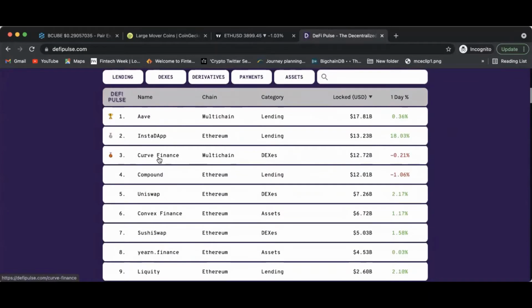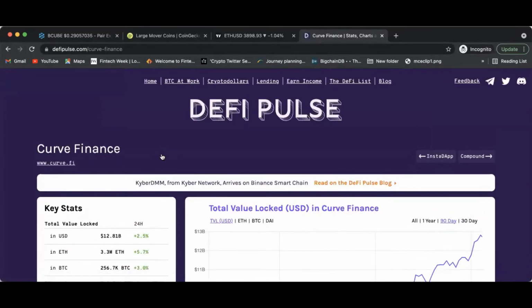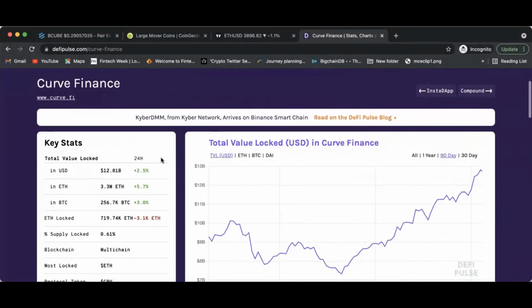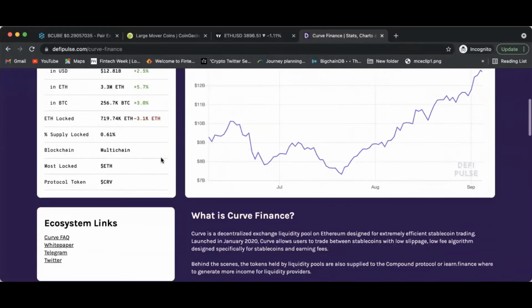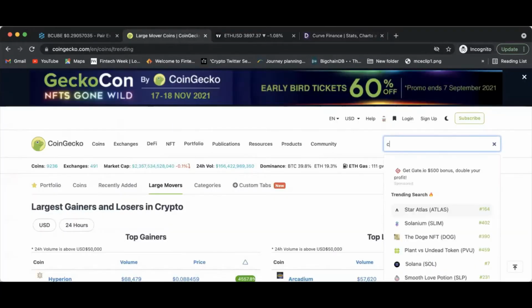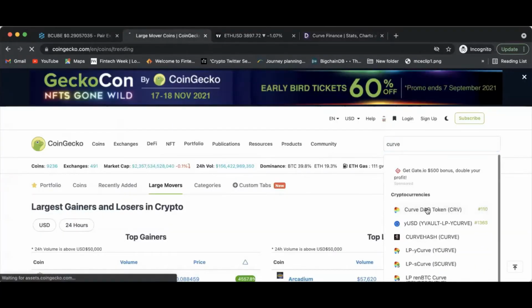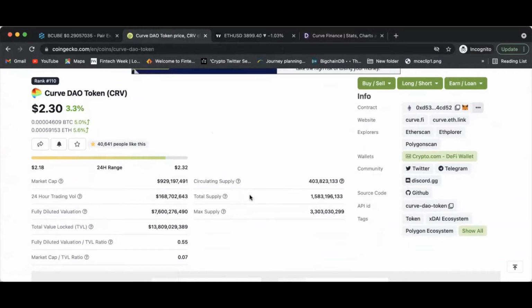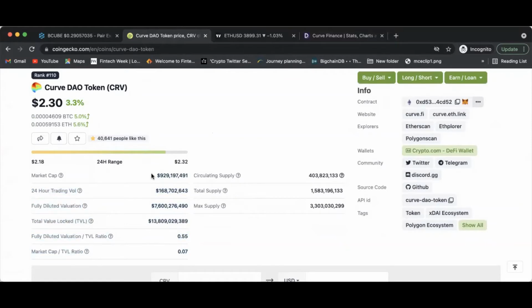And in this list, Curve Finance is something which I have always been talking about. And I feel even now it's a very, very undervalued DeFi project. Because if you see Curve Finance, the market cap is not even $1 billion, right? It's a little bit less than $1 billion.